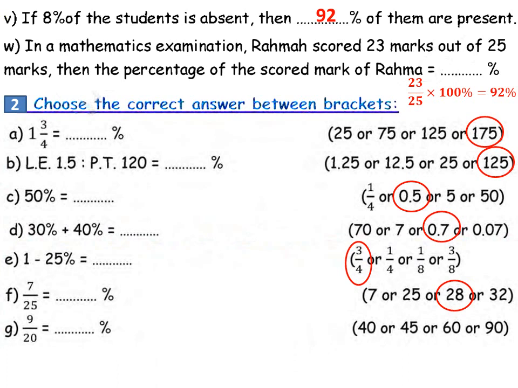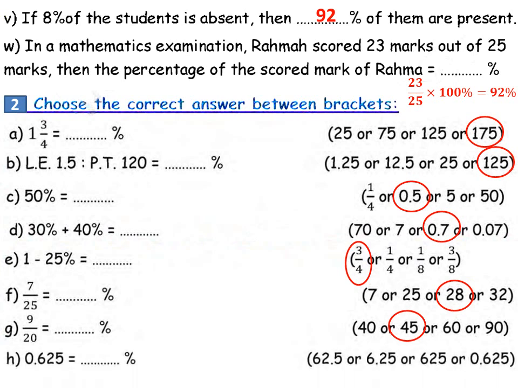Letter G, 9 over 20, converting it into a percentage. 9 over 20 equals what percent? We will multiply it by 100, cancelling 20 with 100 will give me 5. 5 times 9 equals 45. Or you can use your calculator: write 9 over 20 times 100 and it will give me 45. So if we convert 9 over 20 into a percent, it will be 45%.